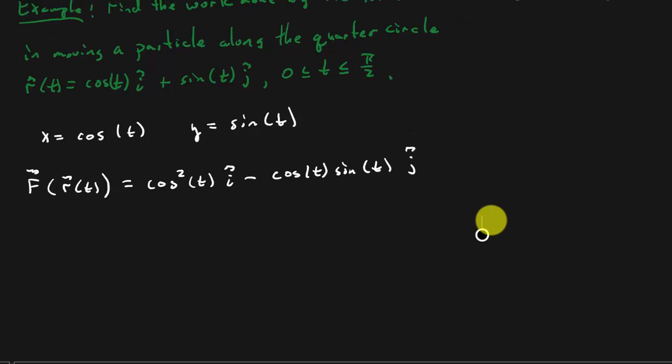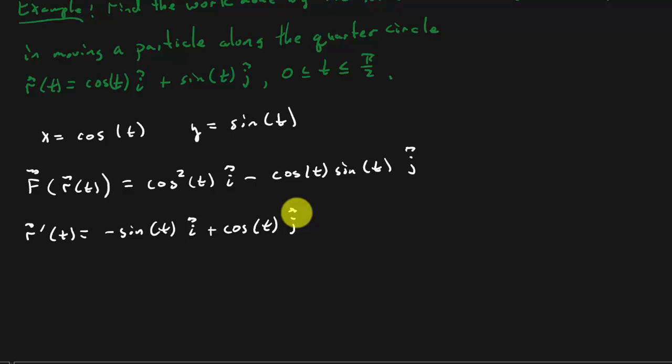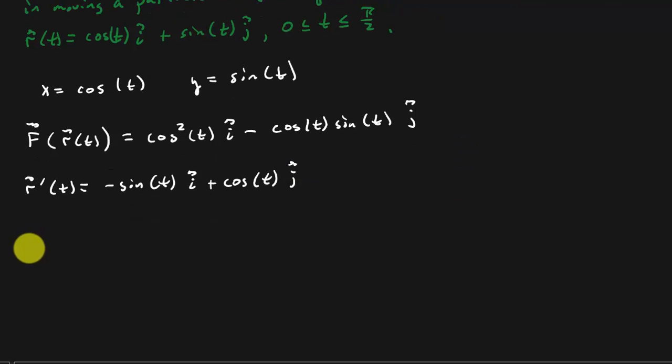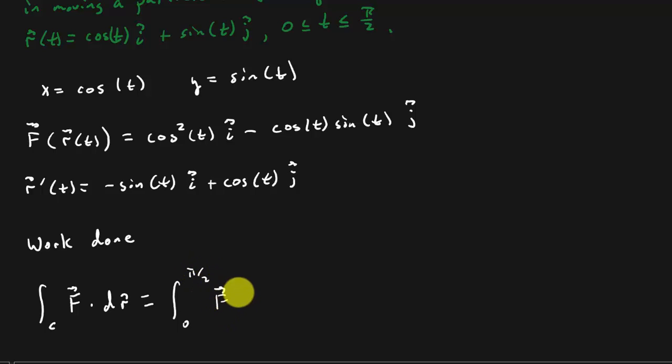And then what do we need? We need R prime of t. R prime of t would be negative sine t times vector i plus cosine t times vector j. All right, so the work done is the integral over the curve C of F dot dR. Let's see what we get here. So this is going to be the integral from 0 to pi over 2 of F of R of t dot R prime of t dt.